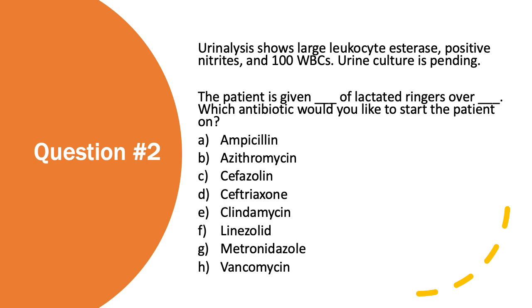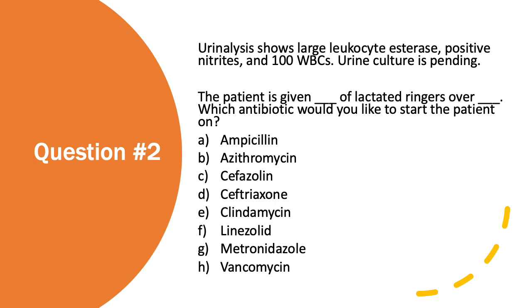UA is positive. Urine culture takes a few days to come back. In severely septic patients, how much LR do you give? That's right, 30 cc's per kg over the next hour. So in a 70 kilogram man, it would be 2.1 liters. And which antibiotic? UTIs are mainly what kind of organism? That's right, gram-negative. So treat with D, ceftriaxone.